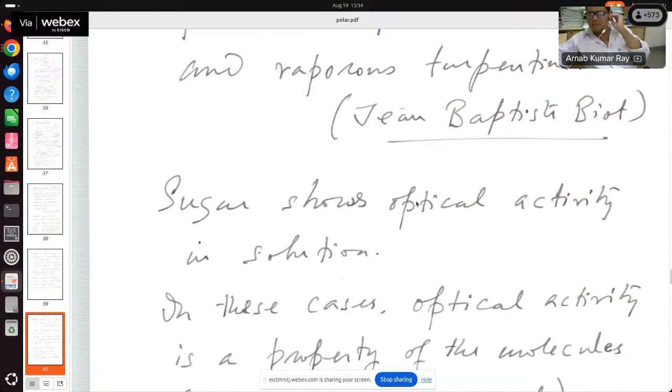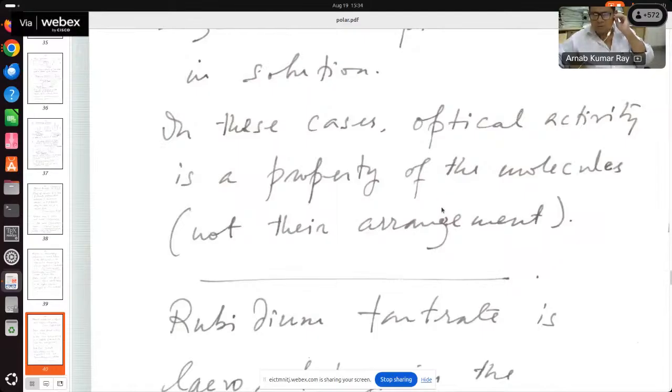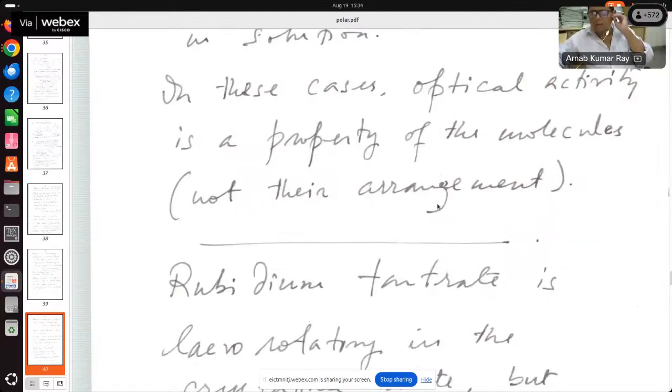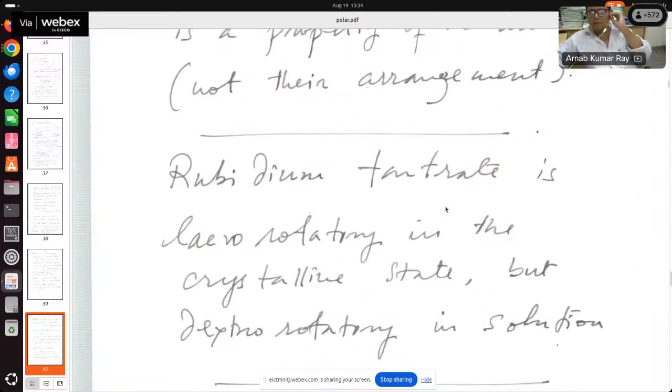But in some other cases, the optical activity is shown in a solution state or a molten state. So it is the molecular behavior that is key over here. And then there is even more strange behavior.